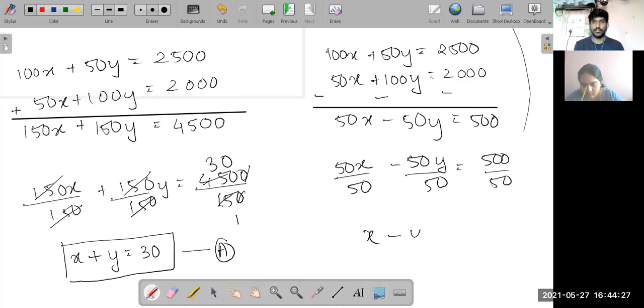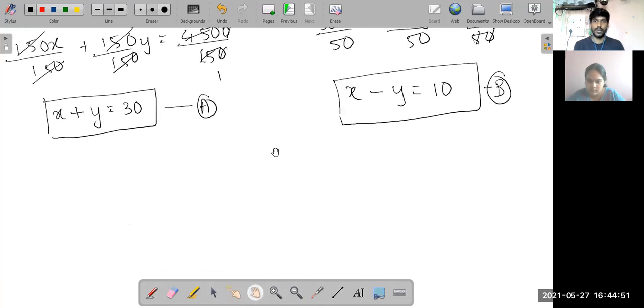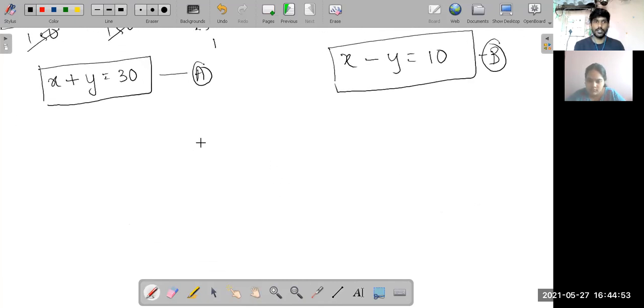x minus y. How much is 500 divided by 50? 0 is cancelled, so you have 50 upon 5. How much is 50 divided by 5? 5 ones are 5 and 5 tens are 10. So x minus y is equal to 10. So this is B, or second equation. Got it? Now you have to solve these two simultaneously. With this you can do it, I'm sure.